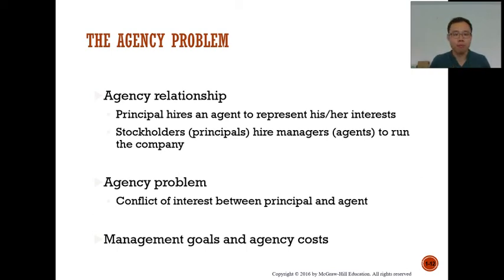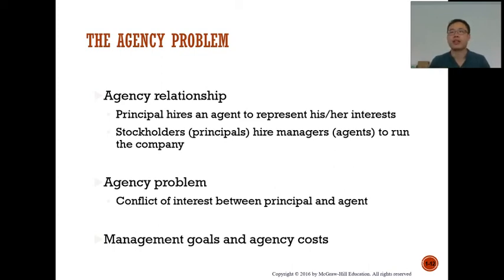There are more broad concepts about the agency relationship. For example, the government. What is the government? The people want the government to provide a good life for the people. So they want the government to have the least corruption, to use the taxpayers' money to serve the people. But this is your wish.